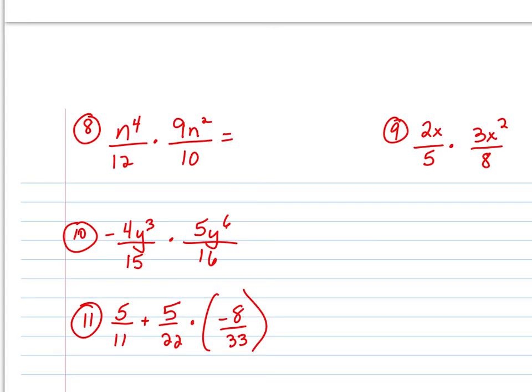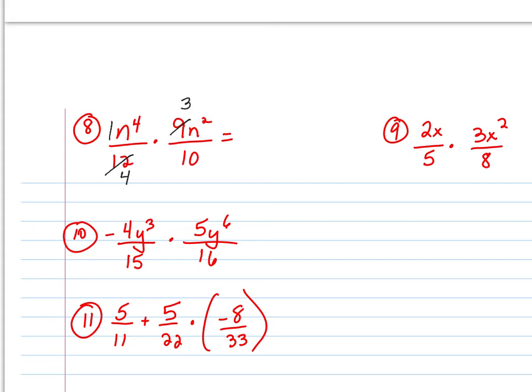Number 8 says n to the 4th over 12 times 9n squared over 10. You have got to remember the rules from last chapter. Look at, there's a 1 there. It's a positive times a positive, so it's a positive. What's the common factor between 12 and 9? 3. So 12 divided by 3 is? 9 divided by 3 is?